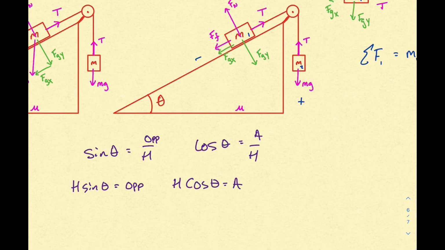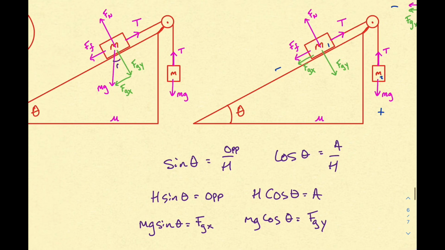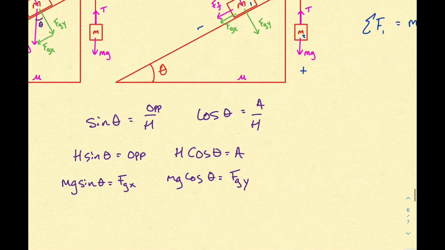So substituting in those values, this is going to be my mg sine theta is equal to my Fg x, and this is going to be my mg cosine theta, and that's going to be equal to Fg y, respectively. And we've gone through that a bunch before. That really refers to this picture right here, where, as we've said before, this would be, of course, angle theta. So that's how we situate that triangle. So that's all well and good.